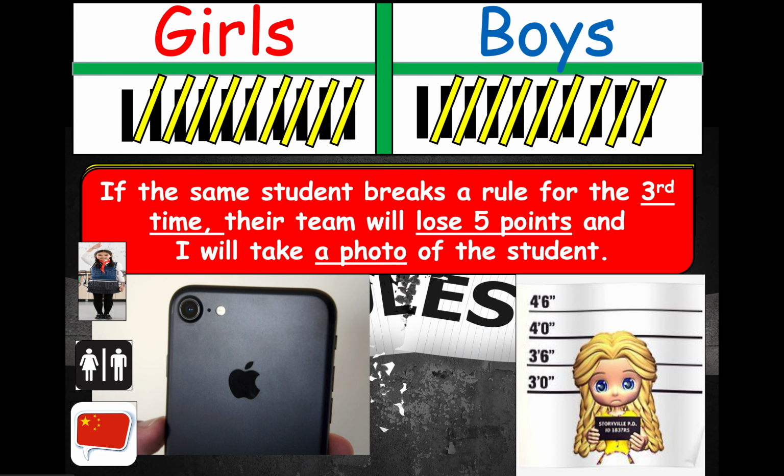And if the same student breaks a rule for the third time, their team will lose 5 points, and I'll take a photo of that student and send it to their Chinese teacher. Now, this is something the school wanted me to do, and they like that I do this because it used to be that I would only know their English name. So I'd say, oh, Max broke the rules, and the teacher would be like, well, who's Max? They don't know their English name. And then the kids would deny that it was them, or even if I wrote down their Chinese name, the kid would be arguing with the teacher that it wasn't him or whatever.